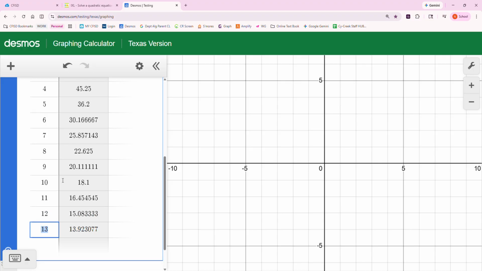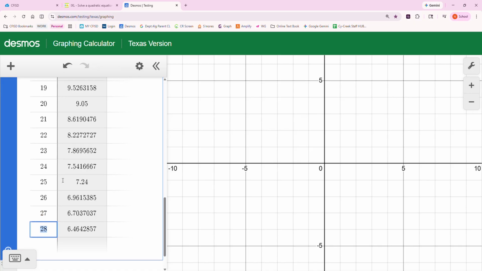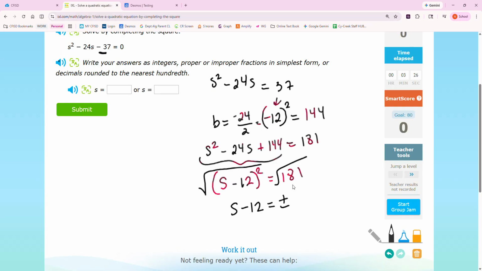So far, I have not seen one. Nope. Okay, so we are good. There are no perfect squares that go into 181. So that is plus or minus the square root of 181. I forgot it's ending in 1, so it's one of those unusual numbers. All right, so now all I got to do is move that 12 over. So that's going to be s is equal to 12 plus or minus the square root of 181.